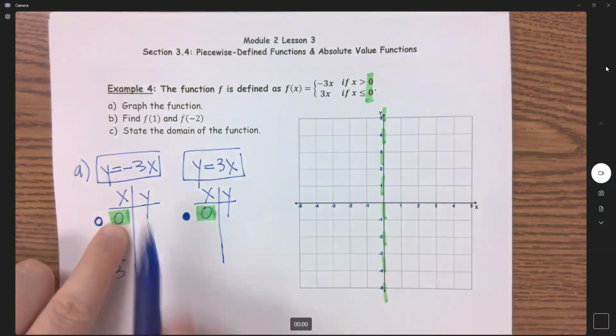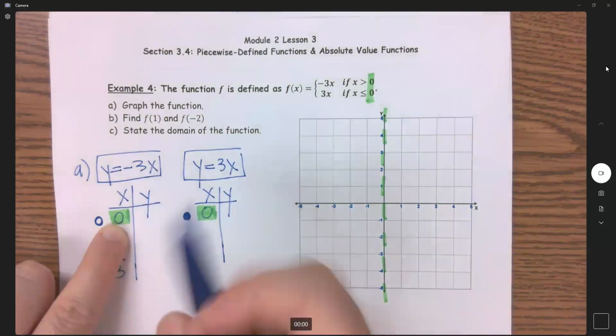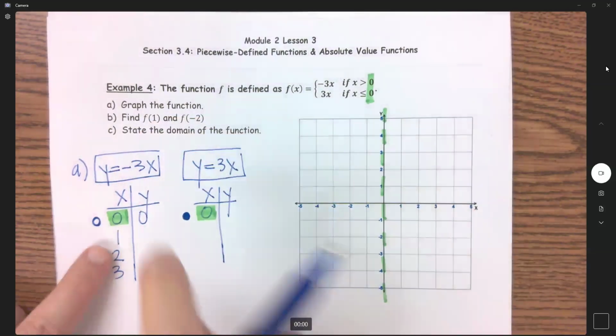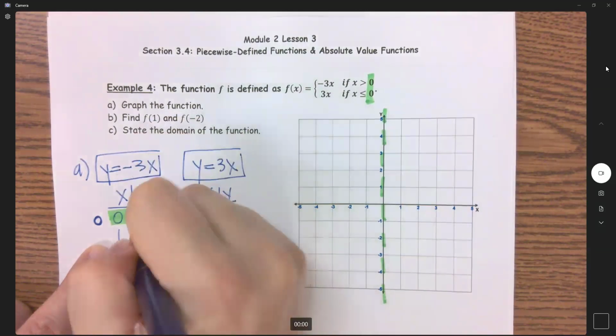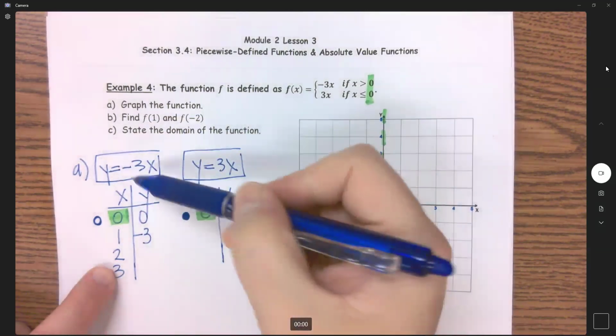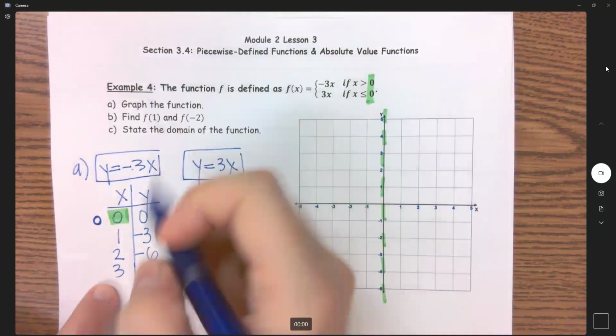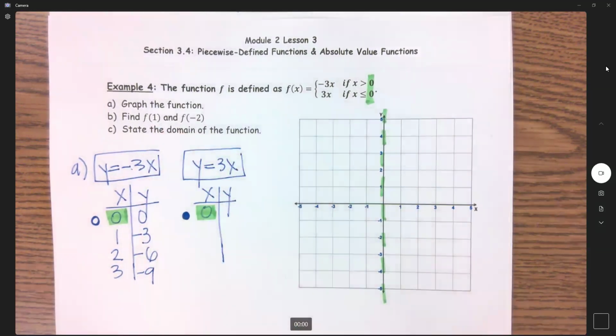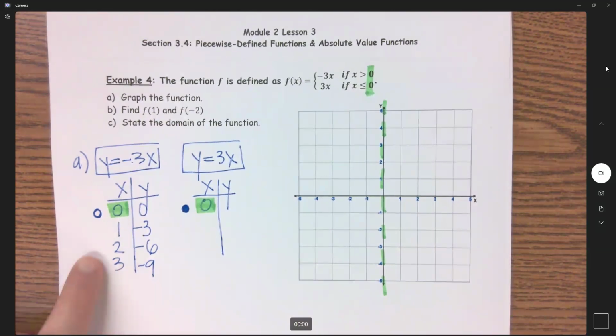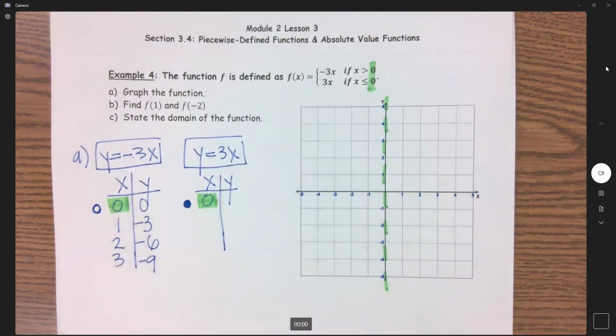When I substitute in a 0 into this equation, we're going to get 0. Negative 3 times 1 is negative 3. Negative 3 times 2 is negative 6. And negative 3 times 3 is negative 9. Now, I can't fit that last point on. I'm going to fit that third point in there.